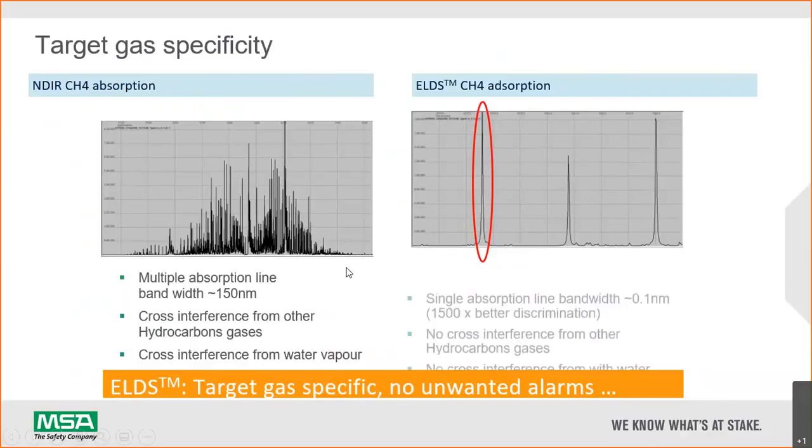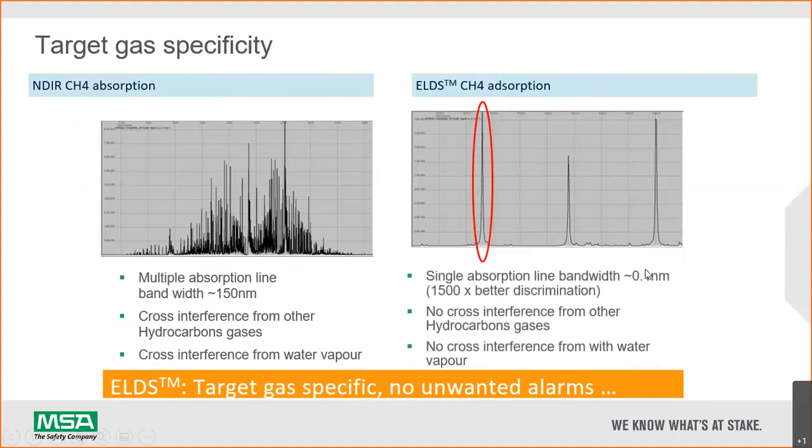Whereas if you talk about laser, that has a bandwidth of 0.1 nanometer, because this is target gas specific. Very, very narrow bandwidth. That means this has a bandwidth of 0.1 nanometer, and this has 150 nanometer. That means if you use laser, you will have 1500 times better resolution. Okay.